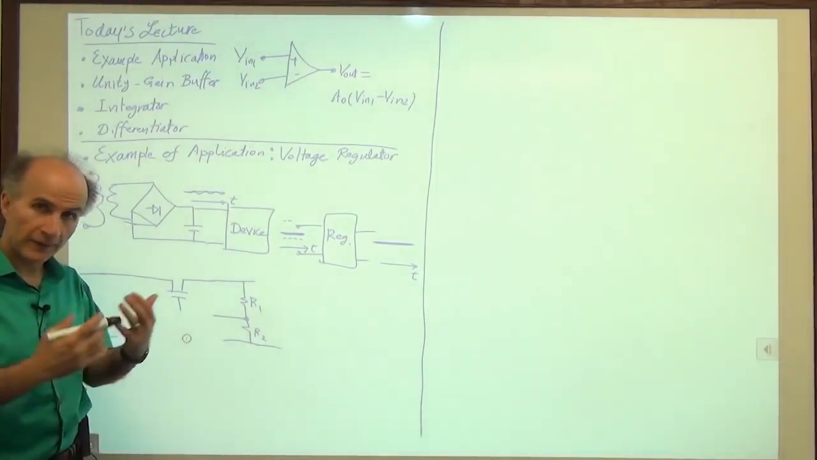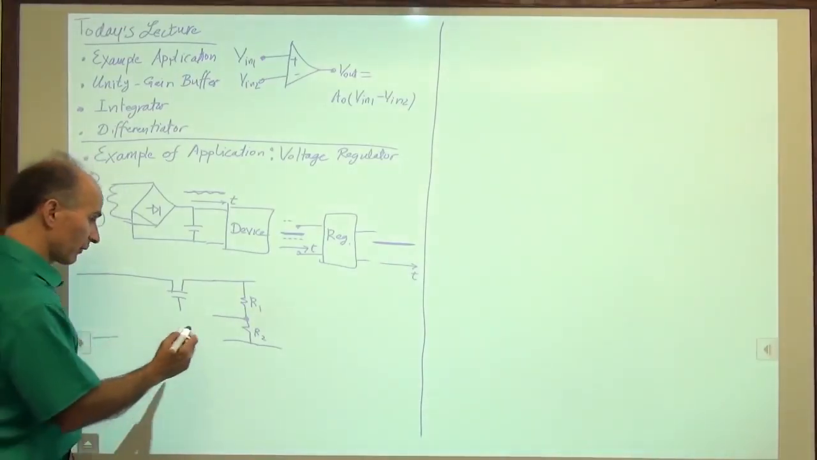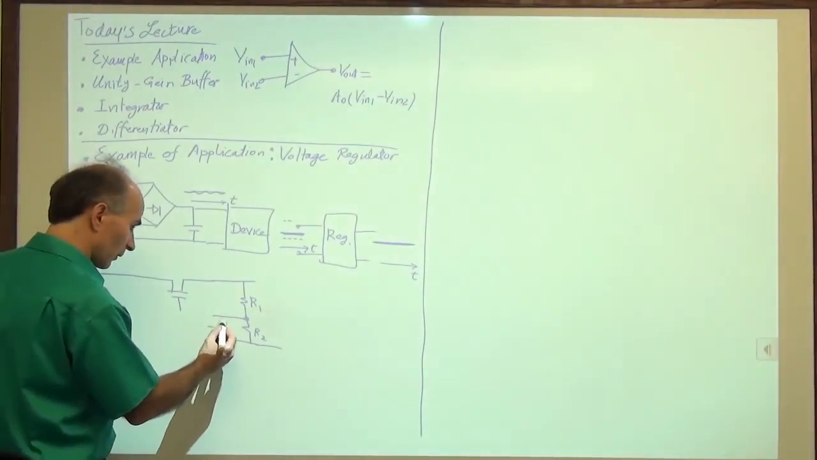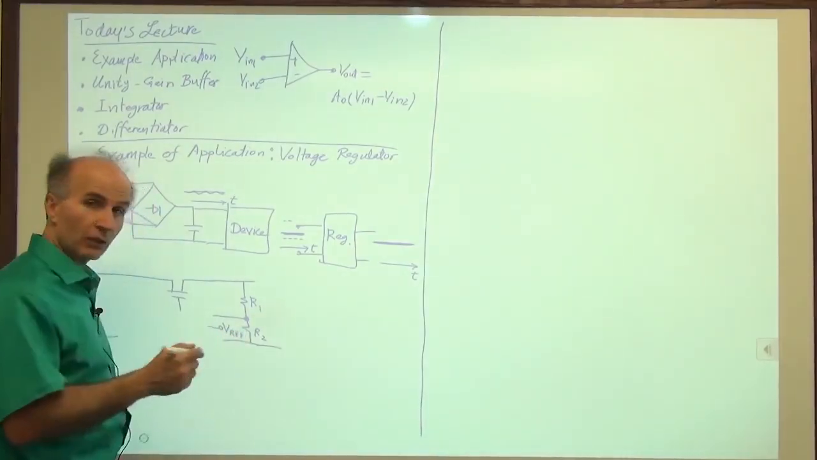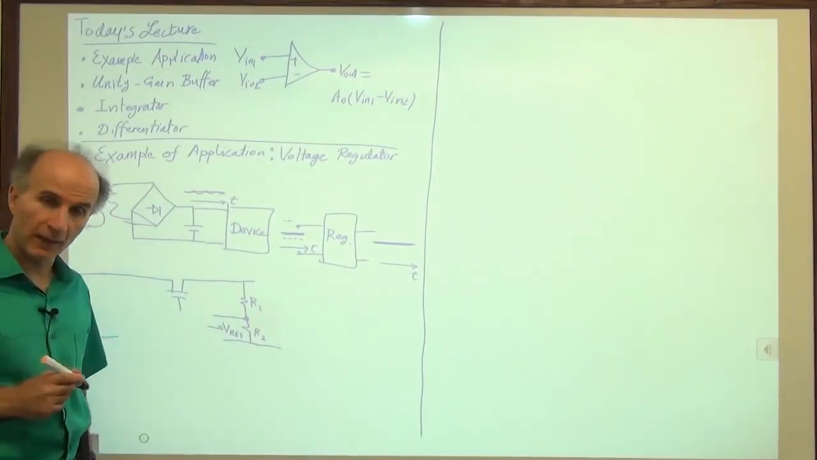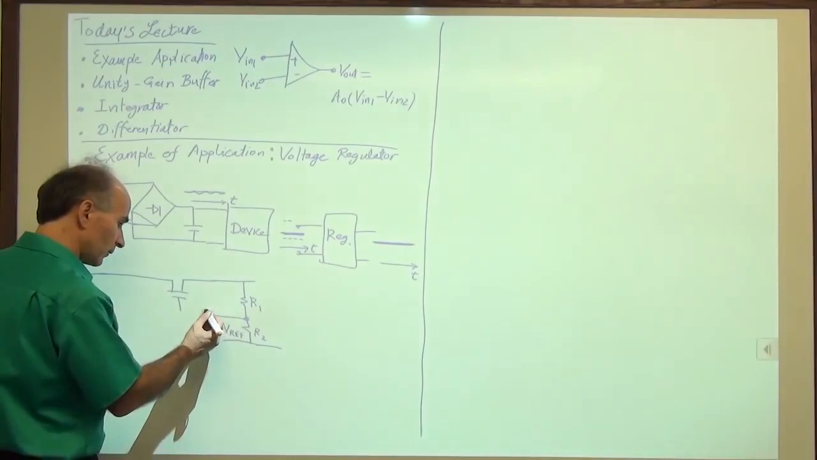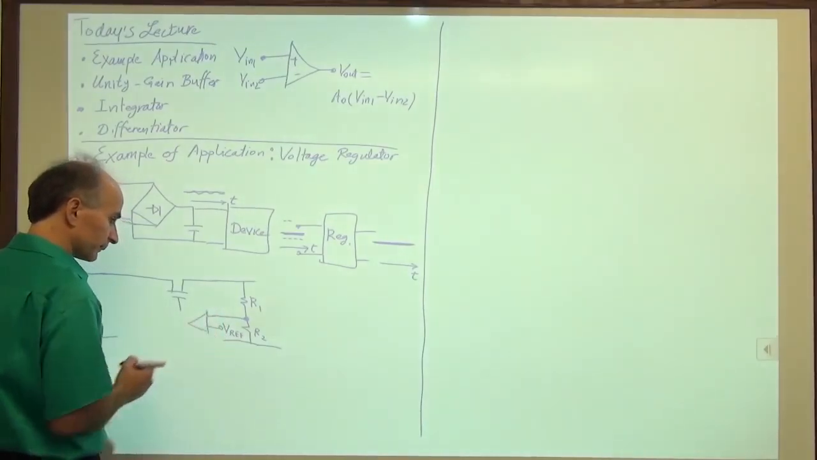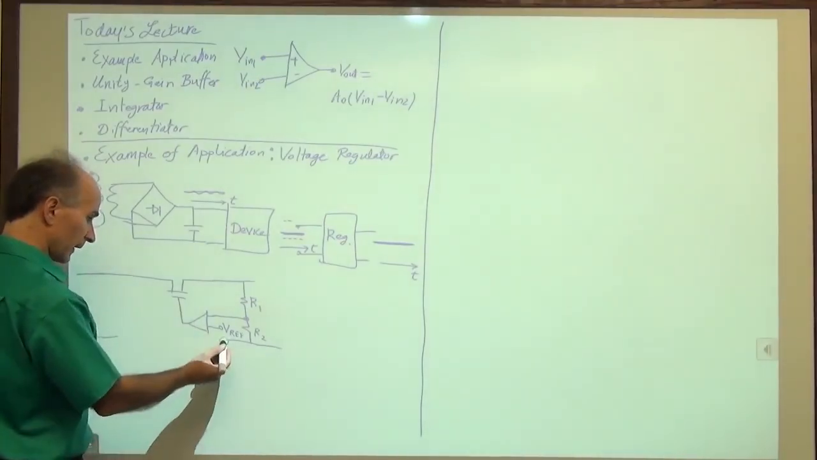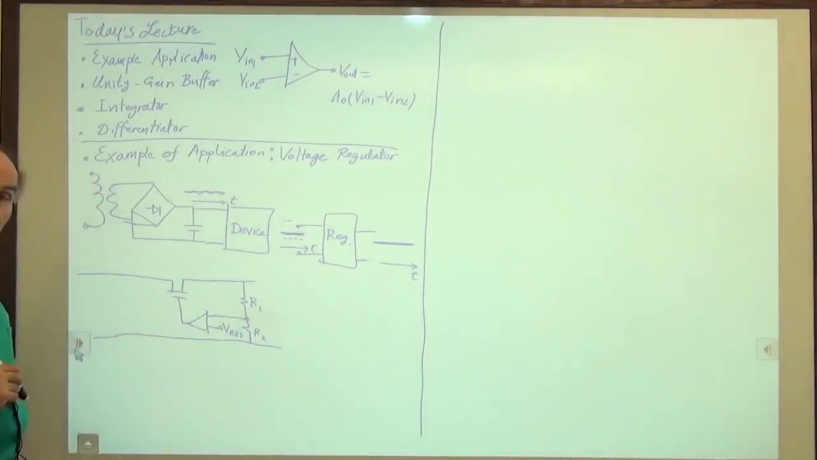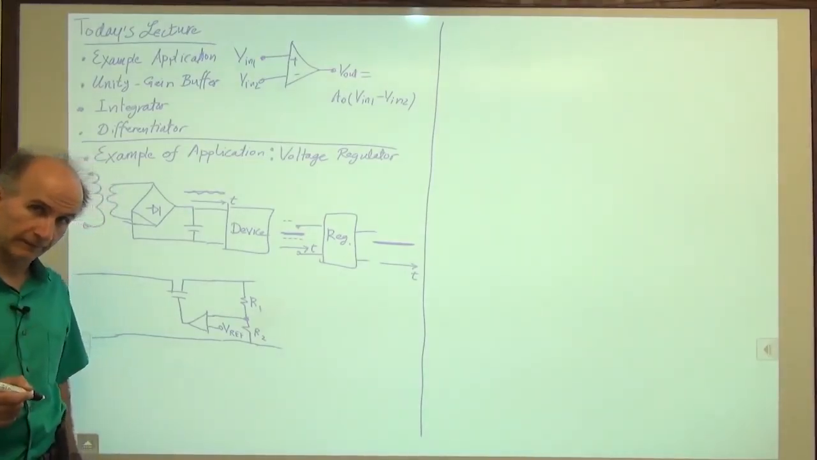I have to compare it with some sort of well-defined reference. So we have a reference here, which we call Vref. And this Vref can be generated by various mechanisms that we haven't talked about here. And what I do is I compare these two using an op-amp. And then I give the output of the op-amp to this guy. This becomes the simplest voltage regulator you can build.